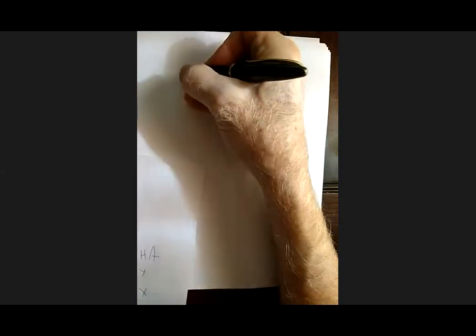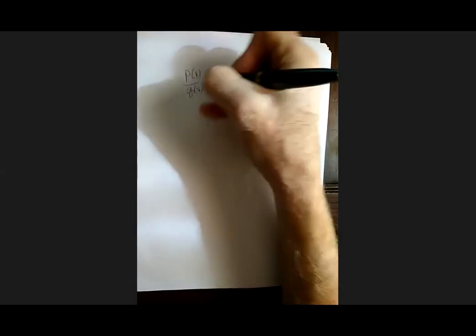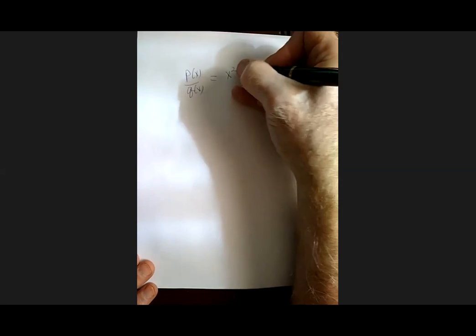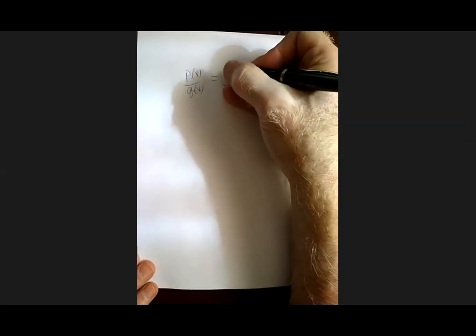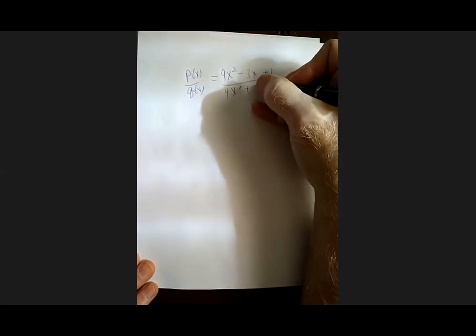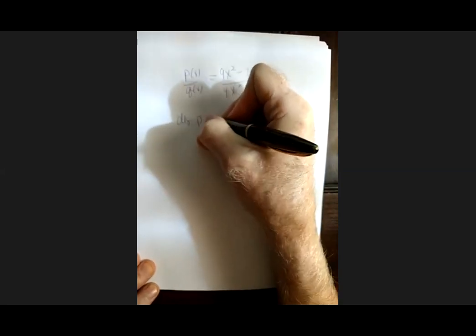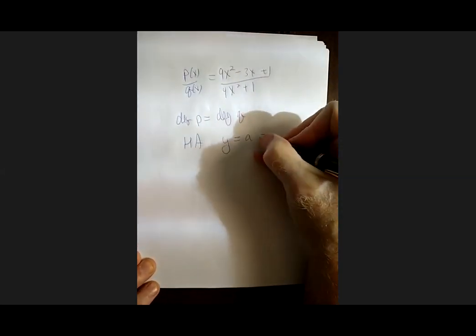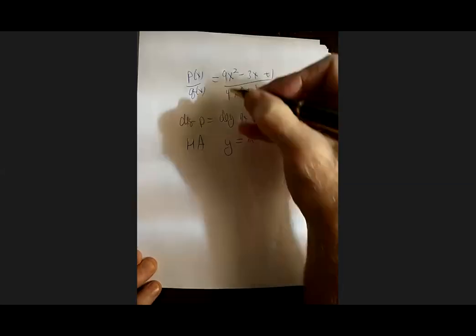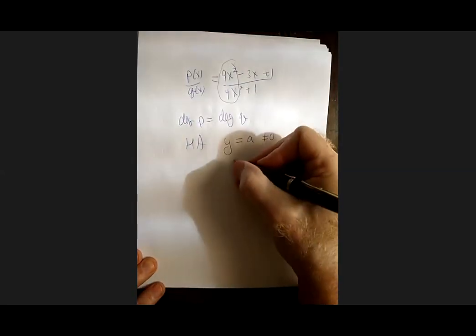The second thing that can happen is this. We have a function like that. If the degree of p equals degree of q, then there's a horizontal asymptote y equals a not equal to 0. And how do you find it? Well, I look at the two highest degree terms, and it's going to be 9/4.